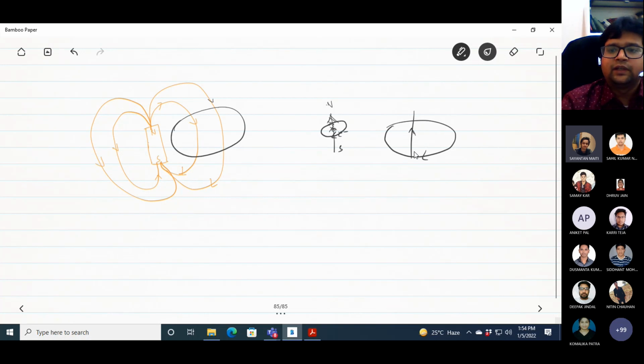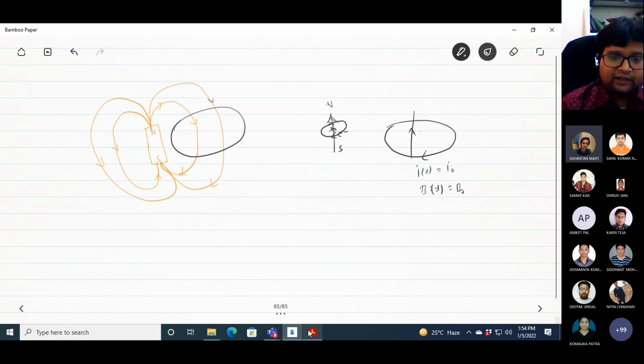If you have a constant current, that is, the current is time invariant, then the magnetic field is also constant. So the magnetic field B, as a function of time, is some constant B naught, corresponding to I naught.